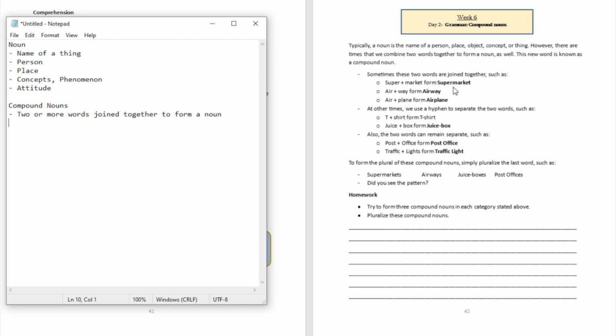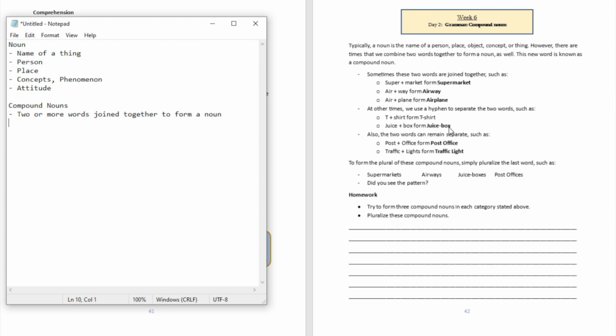Now, another way you can do this is you can say air. Look at this word right now. There is air and there is way. Well, you join both together, you're going to get airway. All right? So the word air can stand by itself. The word way can stand by itself, but when joined together, they can form a compound noun that we can call airway. What about airplane? Well, the word airplane came from two words. It came from air and plane. When joined together, it becomes airplane.